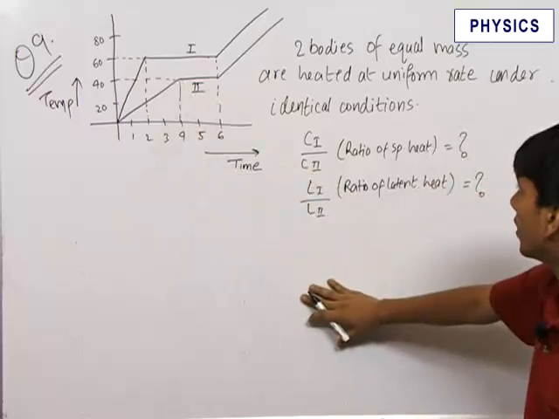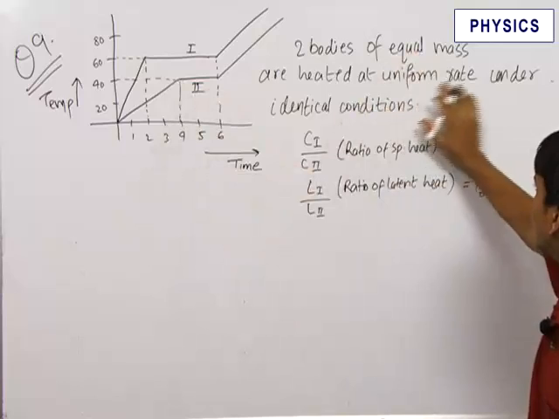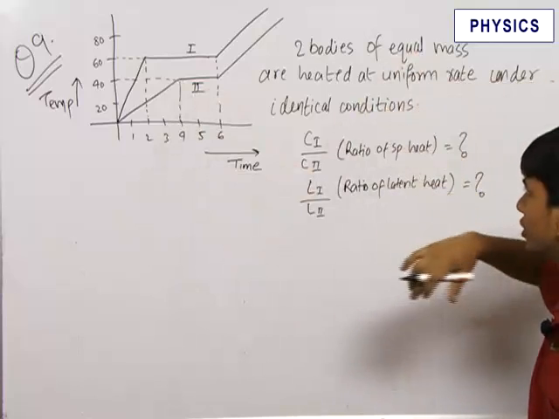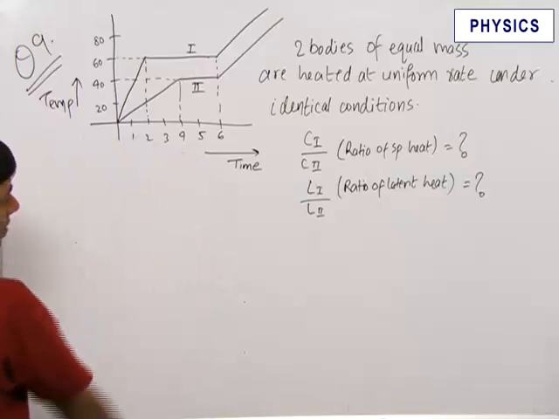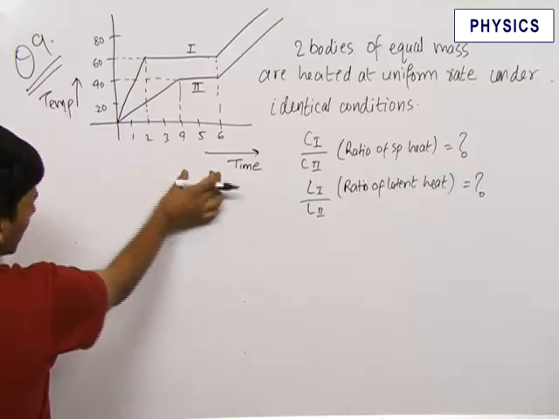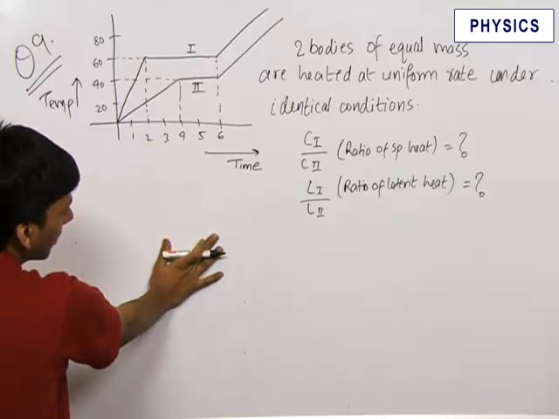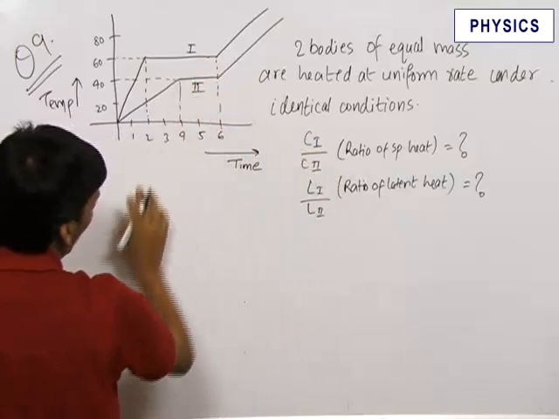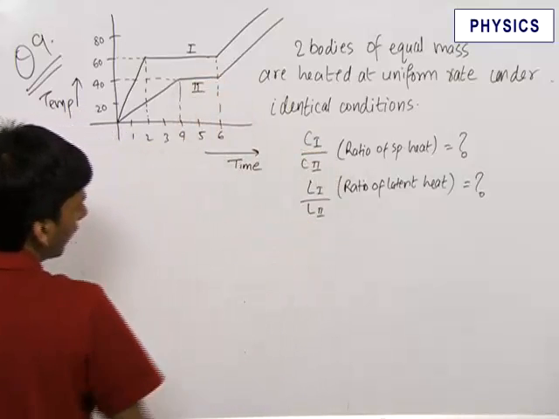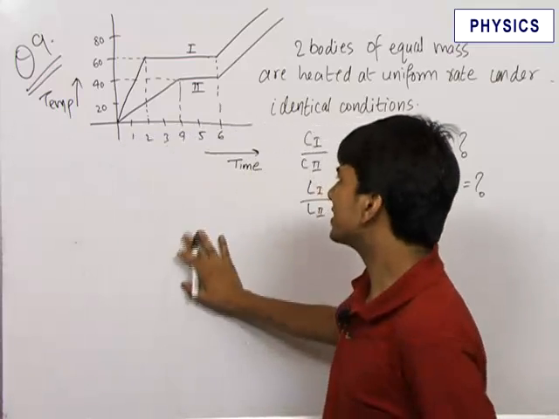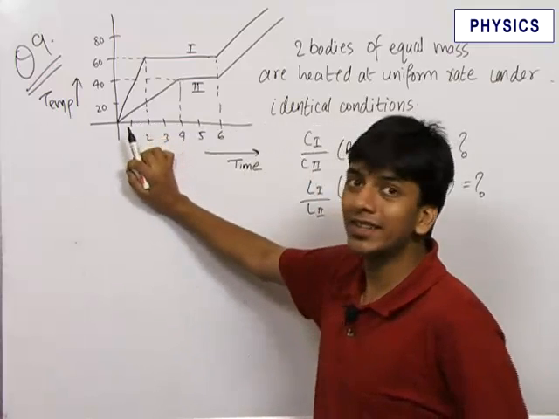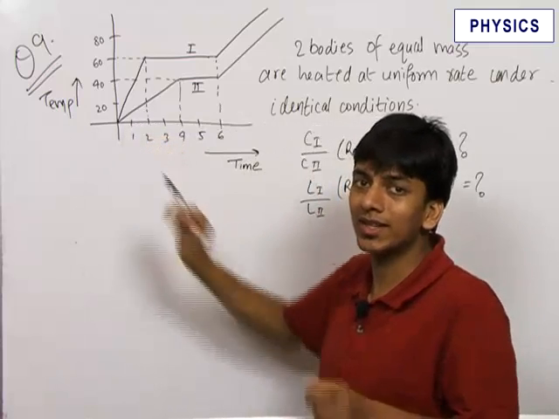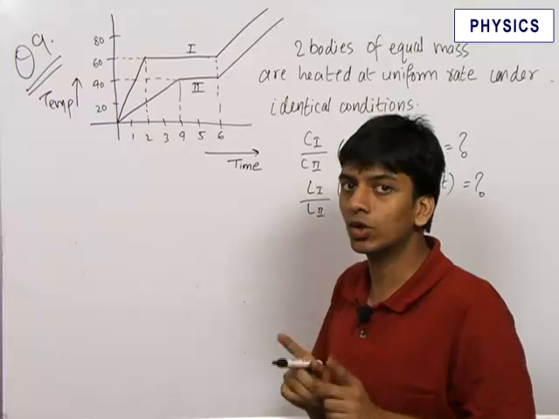So interpreting this graph, we have been given two bodies of equal mass heated at a uniform rate under identical conditions. This is the graph for the two bodies for the temperature versus time and the change in temperature versus time. We need to find the ratio of specific heats of the two bodies and the ratio of latent heat of the two bodies. Now let us see what is the region of latent heat. Latent heat is used whenever there is a state change, and during that time there is no temperature change.